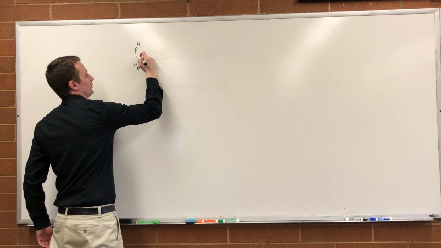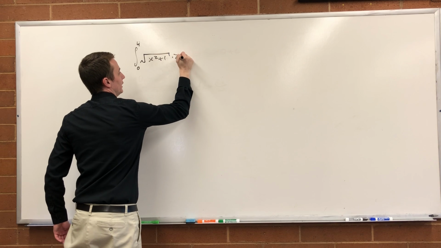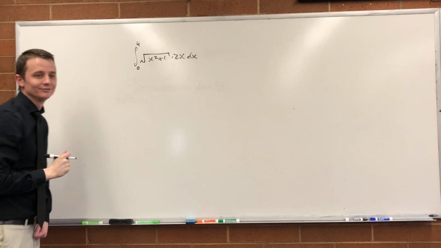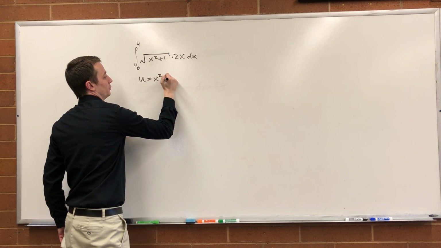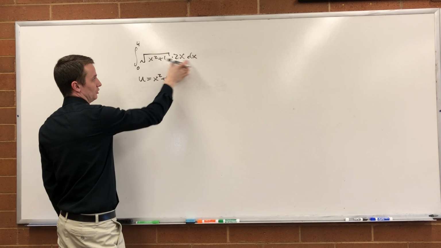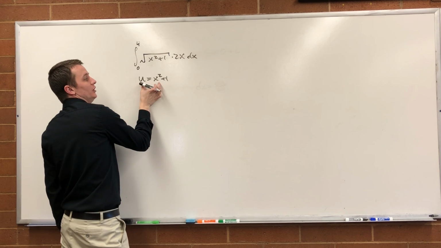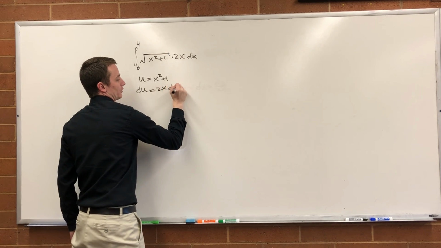Let's pretend that this was the square root of x squared plus 1 times 2x dx. You with me? Okay, still going to do the same substitution. U is equal to x squared plus 1. That other one I would have had to use a trig substitution, I think, which is a more complex idea. So u is equal to that, and du is still the same thing. It's still 2x dx, right?